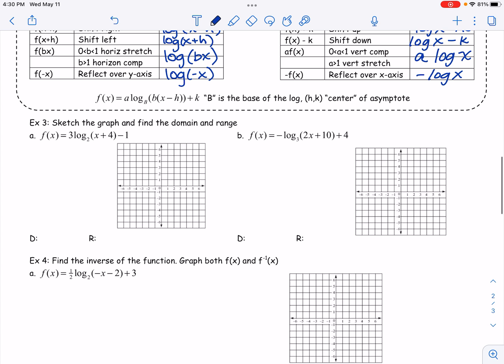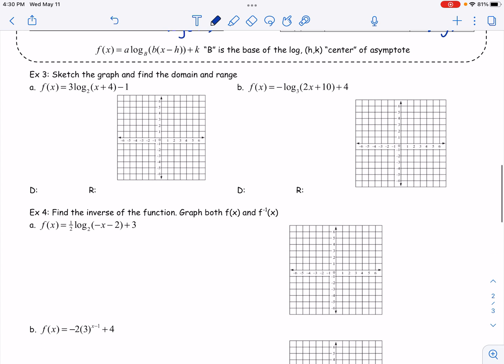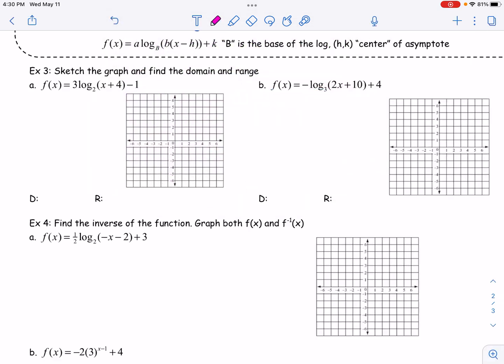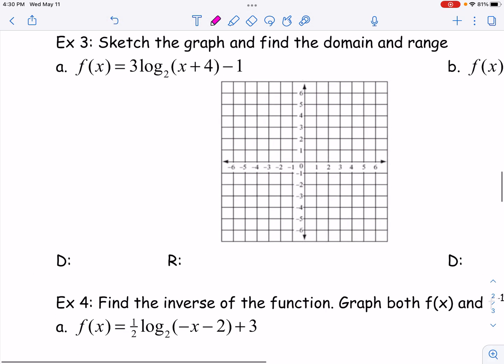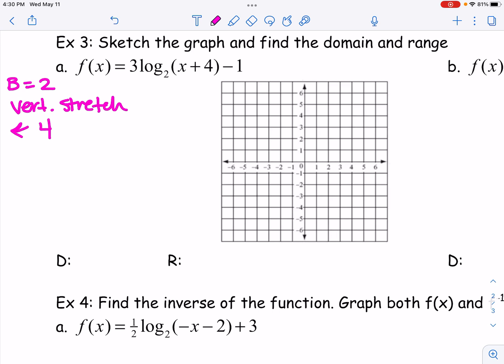So what I'm going to do for these next two is I'm going to identify my base. I'm going to identify the transformations, and then I will sketch the graph and find domain and range. So over here in this first problem, my base is 2. My transformations, I see a 3 out in front being multiplied, so that is going to be a vertical stretch. Inside the parentheses where the argument is, I see x plus 4, so that means I shifted left 4 units. And then after that argument, I see a minus 1, so I went down 1 unit.